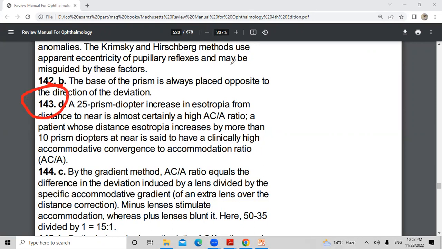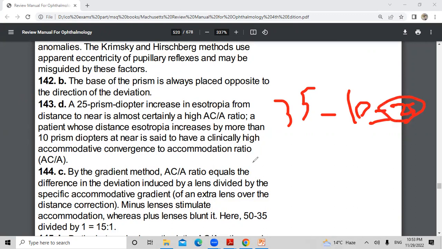A 25 prism diopter increase in esotropia from distance to near is almost certainly a high ACA ratio. A patient whose distance esotropia increases by more than 10 prism diopter at near is said to have a clinically high accommodative convergence to accommodation ratio. Yeah, this is the clinical method. They bring 35 prism diopter at near at 20 centimeter minus 10 at far, it equals 25. So 25 is more than 10 prism diopter at near. This is a high AC ratio. This is the clinical method, the first method.